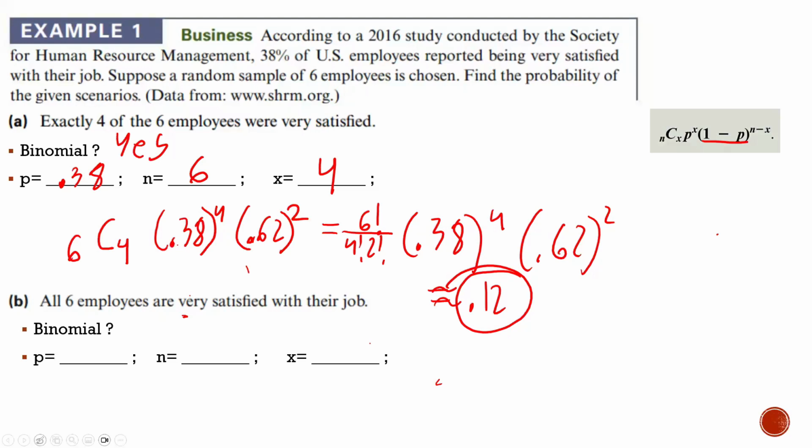Still binomial for B? It's the same story. All I'm doing is changing the number of satisfied employees. I'm going to give you a hint. All of these things are the same except one of them. What is the one that's different? Which of the 3 variables? X. X is no longer 4, it is now 6. Yeah, all 6 are very satisfied.